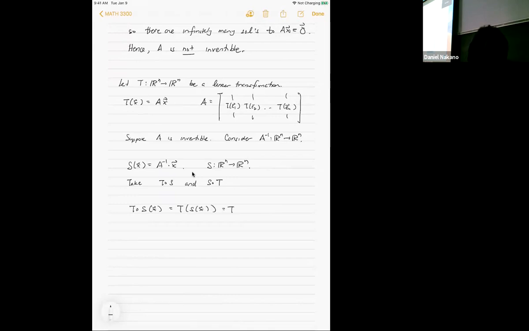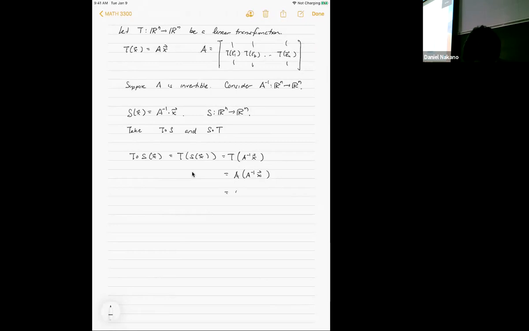This is T, okay, so I'm going to put in the matrix A inverse times X. Now I'm going to apply the definition of T. So that's A times A inverse on X. And this is the same as A times A inverse times X. And lo and behold, it's X.